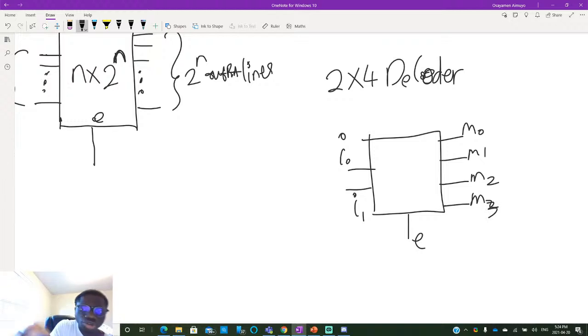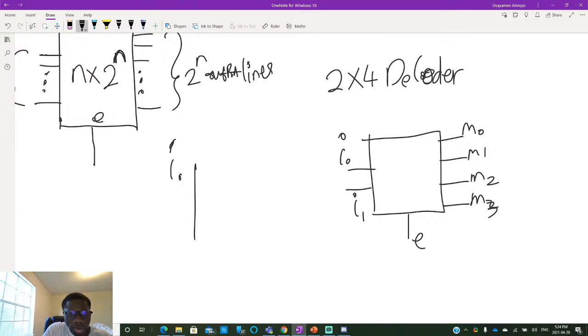And then just to draw the truth table, you would have I0 as well.